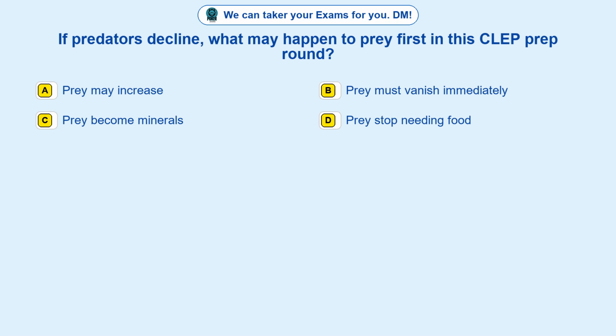Question 18. If predators decline, what may happen to prey first in the CLEP prep round? Option A. Prey may increase. Option B. Prey must vanish immediately. Option C. Prey become minerals. Option D. Prey stop needing food.